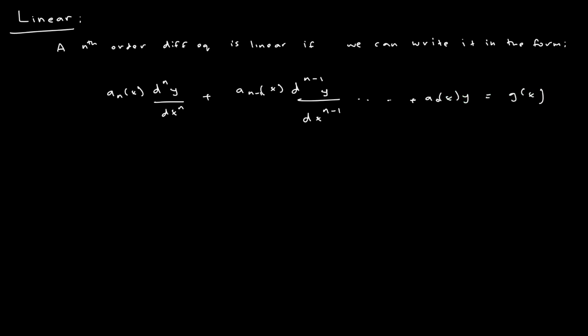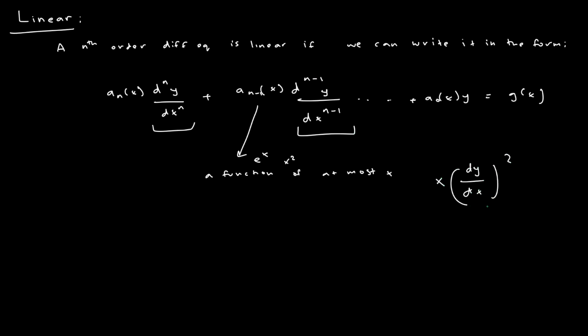So essentially what we're saying is our differential equation is linear if all the higher order derivatives are only multiplied by a term that is a function of at most x, right? So this coefficient doesn't have to be linear. It can be something like e to the power of x or x squared, but the actual derivative has to be linear. So if you had something like (dy/dx) squared times x, now that's not linear, right?